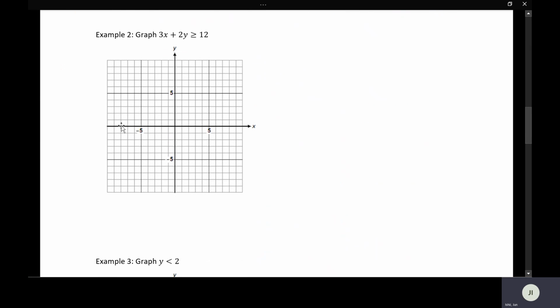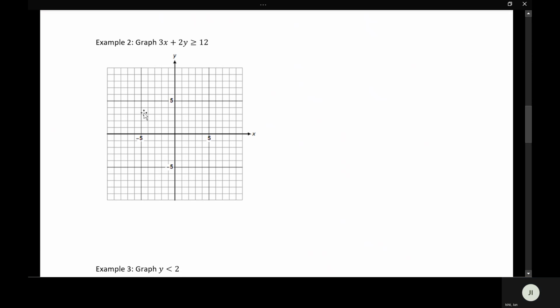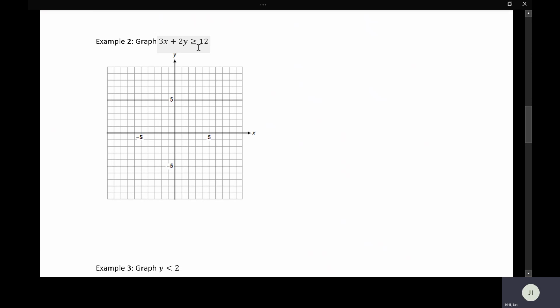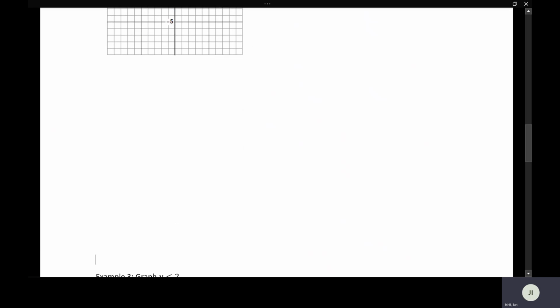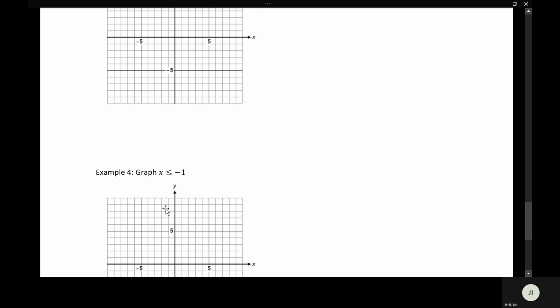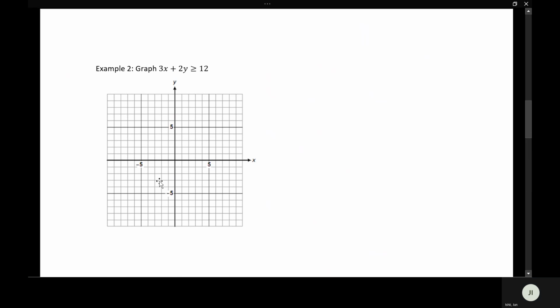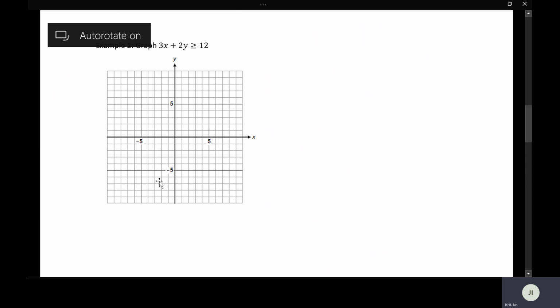Right, so this time we're going to graph 3x plus 2y is greater than or equal to 12. Actually, again, just give me one sec here. It's going to create a little bit more space for us. Example 3 down here. Okay. All right. So next up, we have 3x plus 2y is greater than or equal to 12.